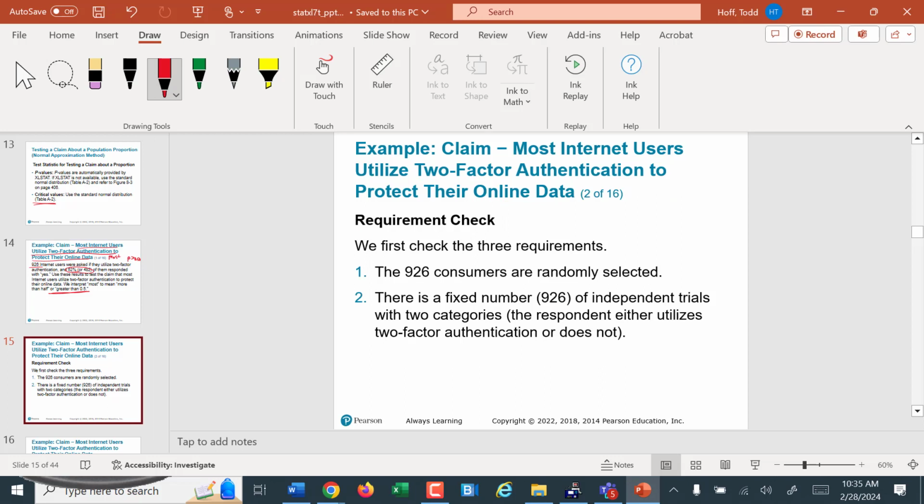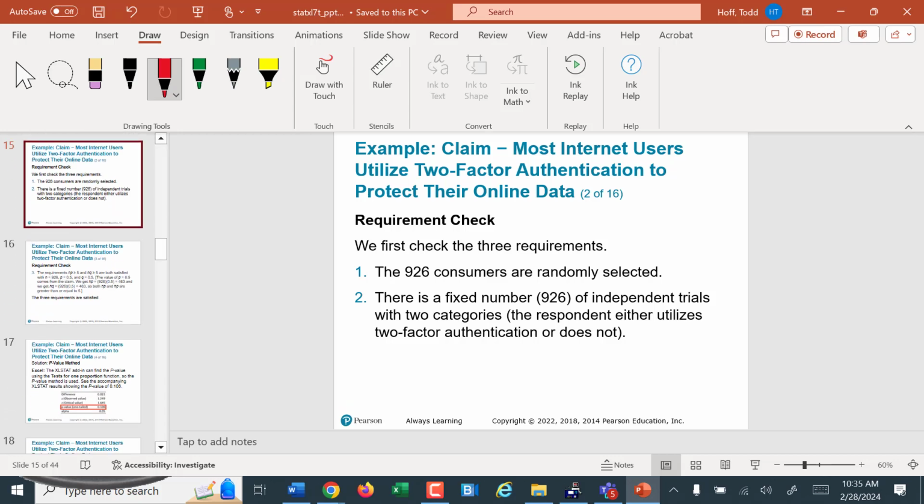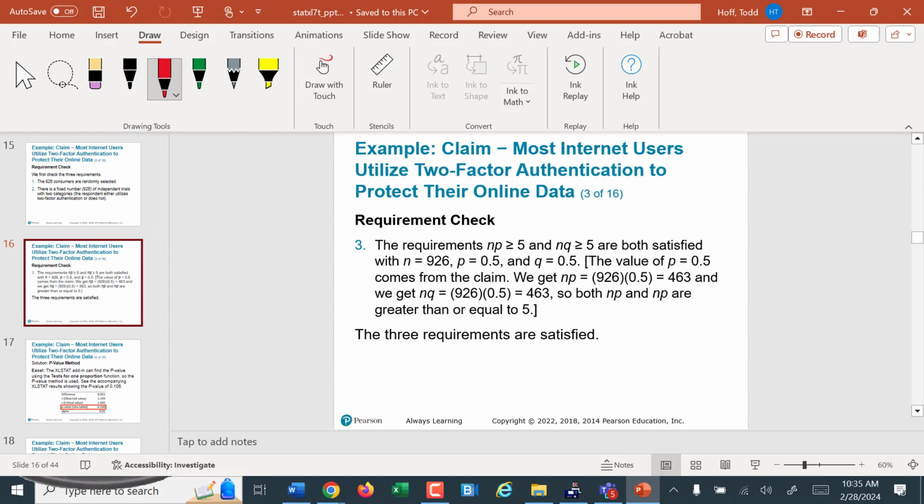So let's go through the requirement check. There are 926 consumers. That is the sample selected, so that is our fixed number of trials. N times P, well, 926. P is our hypothesized proportion, which is at most, so it's going to be 50% or 0.5. Well, 926 times 0.5 is definitely bigger than 5. So we expect at least 5 successes. Q, remember, is 1 minus P. Well, 1 minus 0.5 is also 0.5. So we're definitely going to expect more than 5 failures as well.